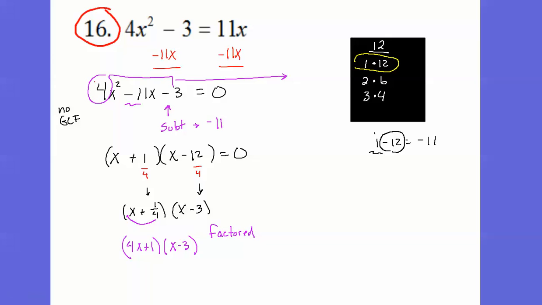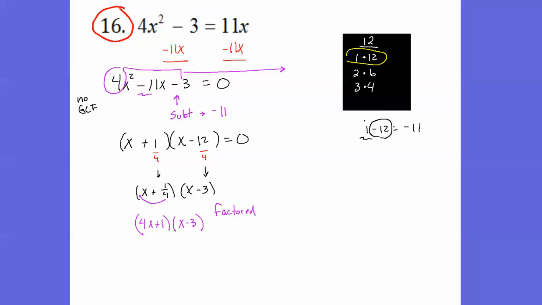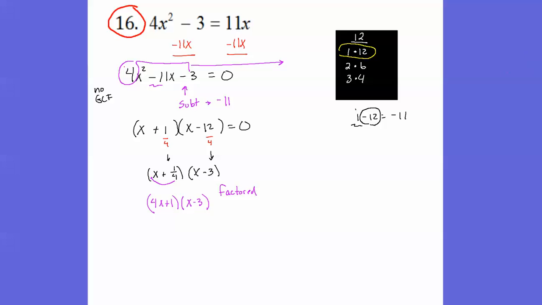So in this case, I will need a little more paper. And what I'm going to do is to set each factor equal to 0, because I'm equal to 0 here, that's what the original problem says. So I'm going to take this binomial and set it equal to 0. I will have 4x plus 1 is equal to 0. I will also have the other factor, and I will set that equal to 0. And I will solve these.